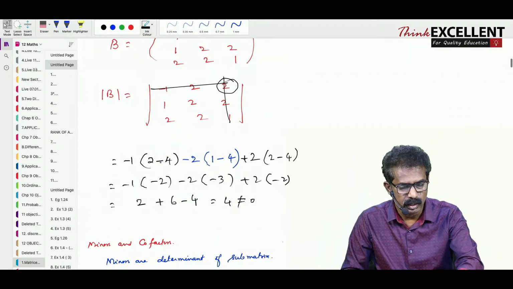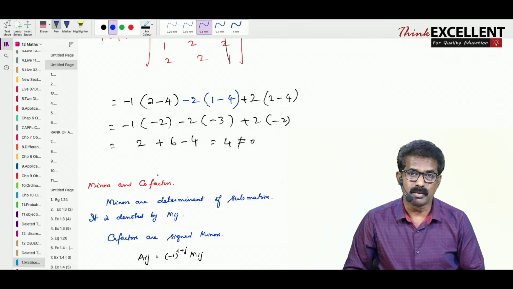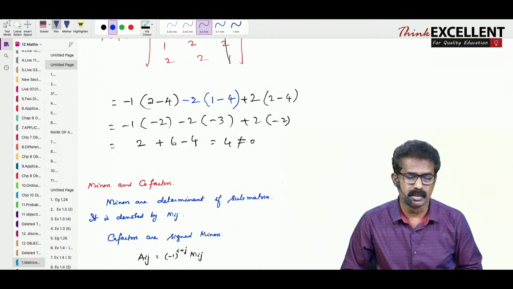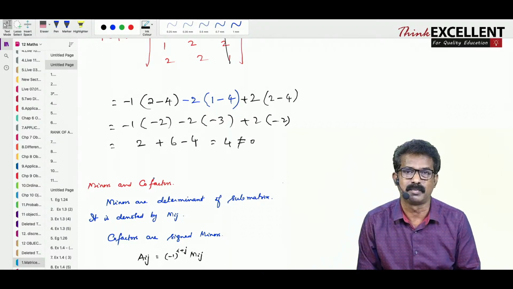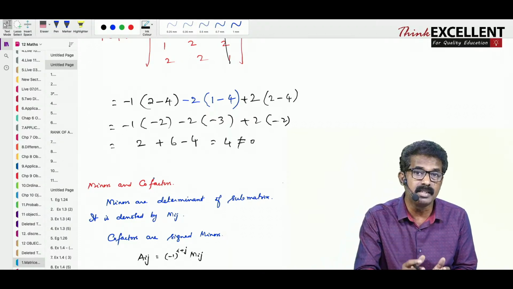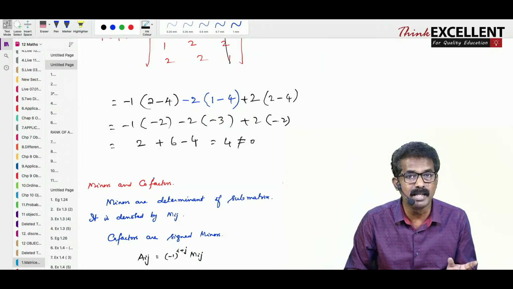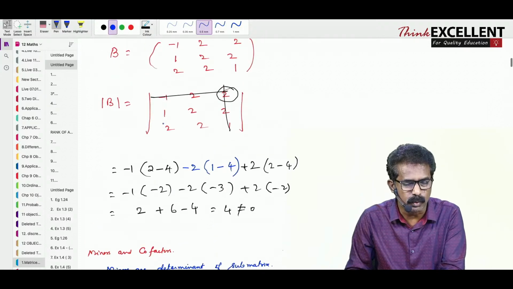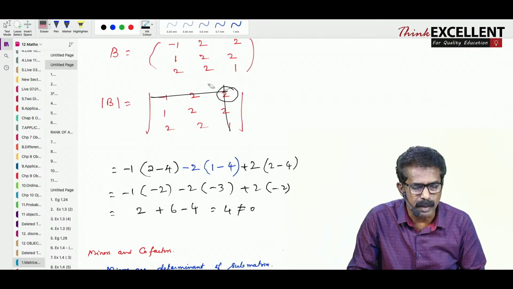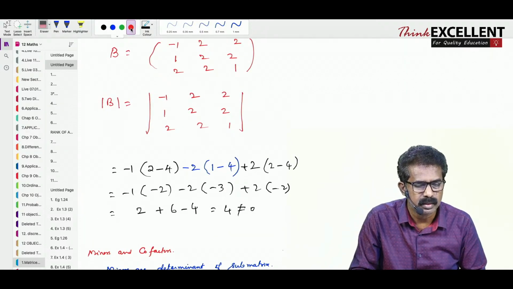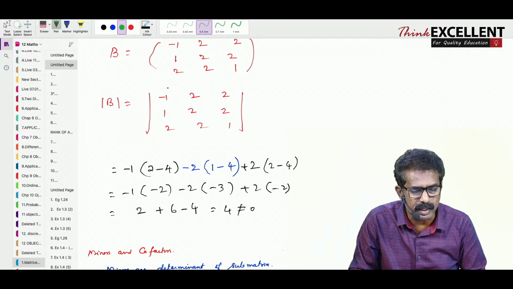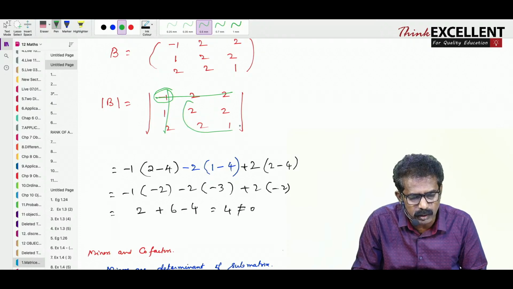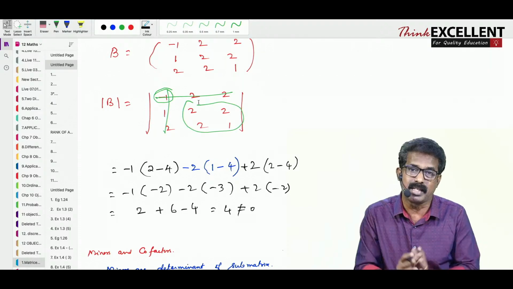Okay, next one, I said 3 things you have to remember. 2 things we are going to see. One is how to expand a determinant. Second one, cofactor. What is cofactor? Signed minor. What is minor? Leave that particular row and that column, right? Suppose I want to find the minor of this minus 1. What you have to do? Leave that row, that column. Remaining alone, you simplify. What answer you get, that is the minor, right?